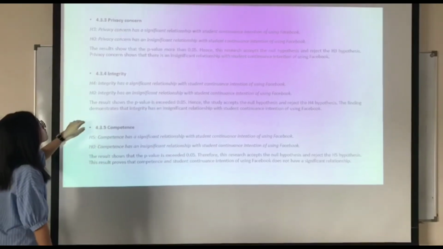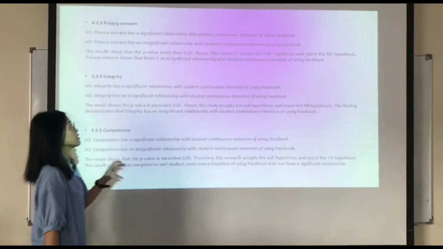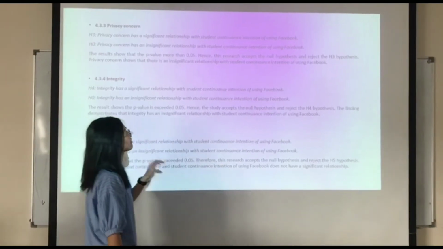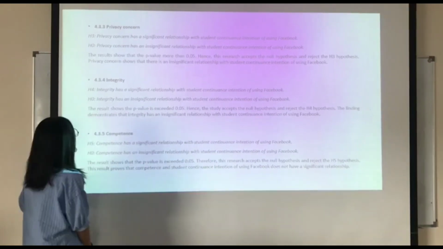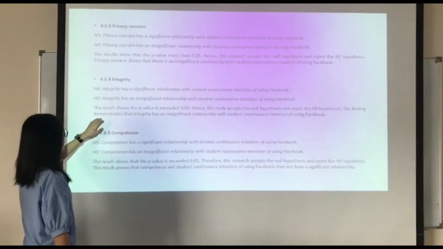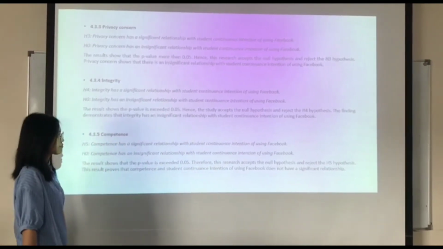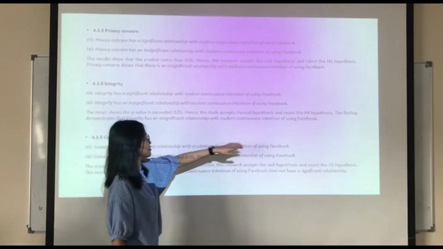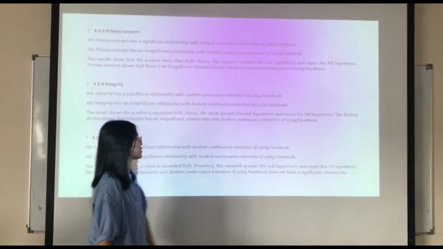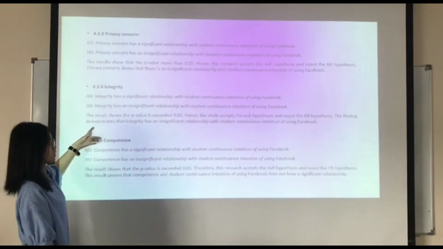The next is privacy concern. The result also shows that the p-value is more than 0.05. Hence, this research accepts the null hypothesis and rejects the H3 hypothesis. And for integrity, the result also shows that the p-value exceeds 0.05, and it also accepts the null hypothesis and rejects the H4 hypothesis. And competence also has the same result as above.